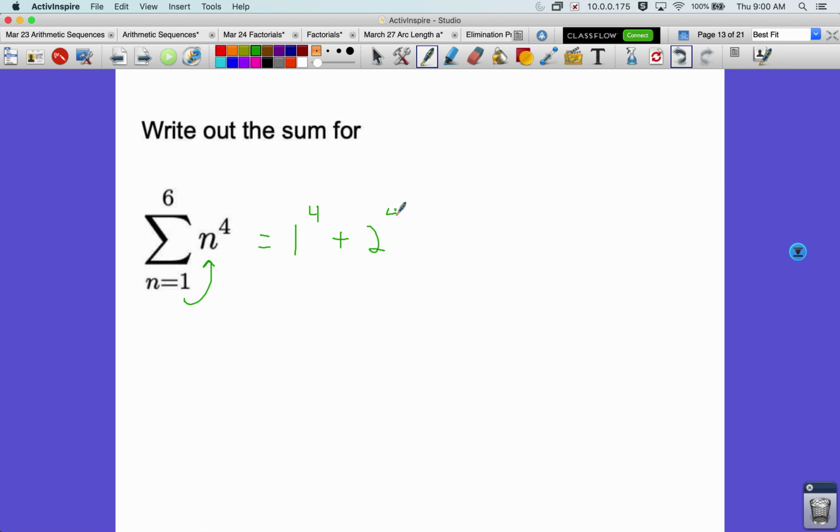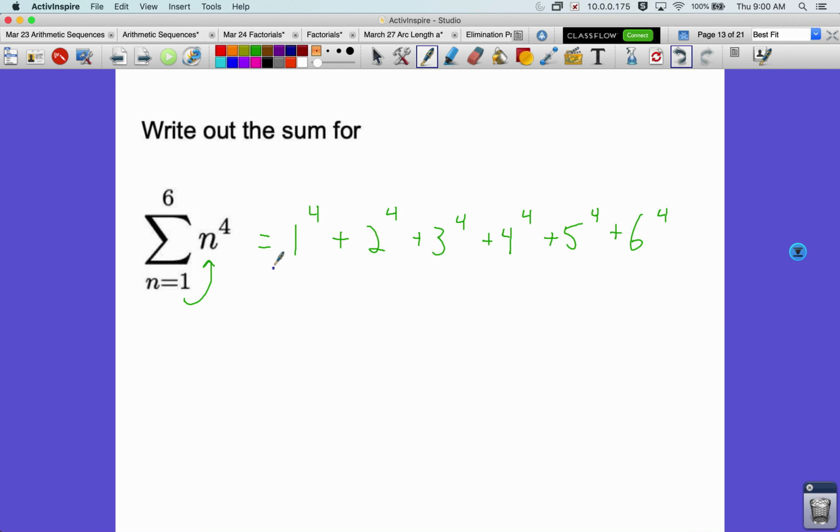This is going to be 2 to the 4th, plus 3 to the 4th. So I'm just going to keep increasing that n by 1. Plus 4 to the 4th, plus 5 to the 4th, plus 6 to the 4th. And here's where I stop because now n has been incremented all the way up to 6. So once n reaches 6, we're done.